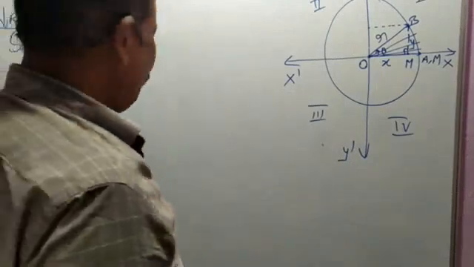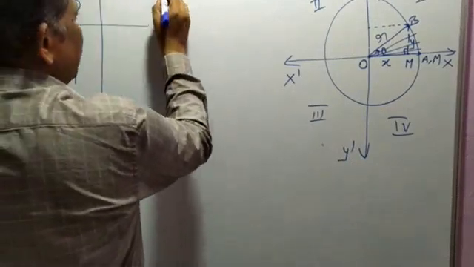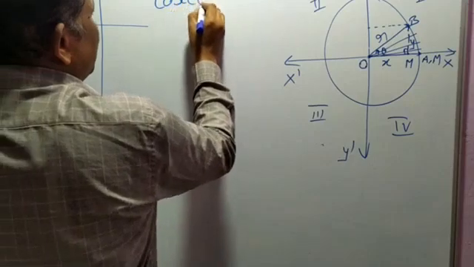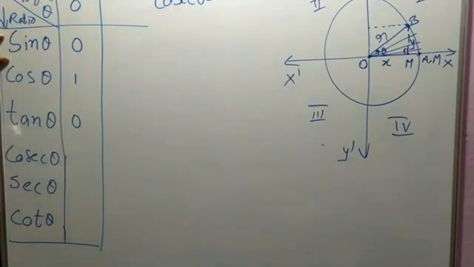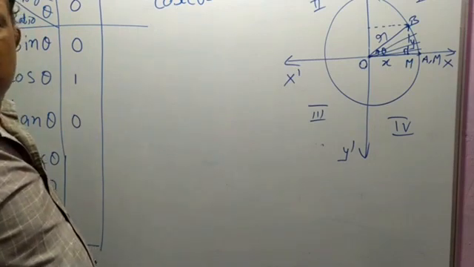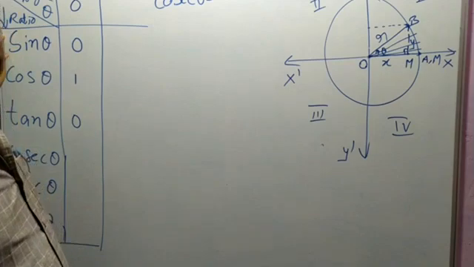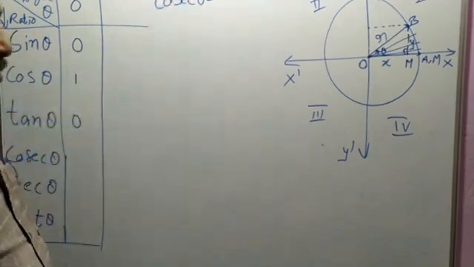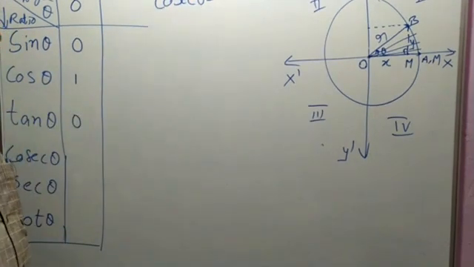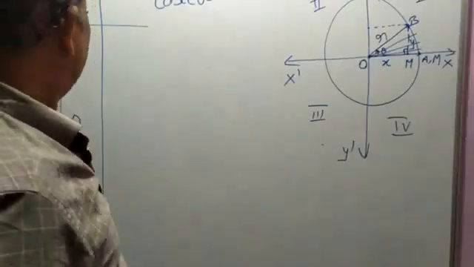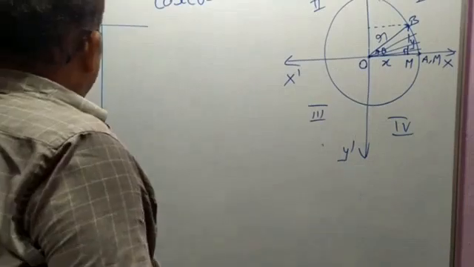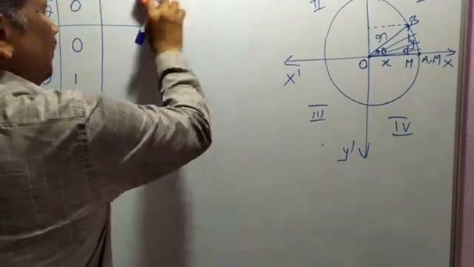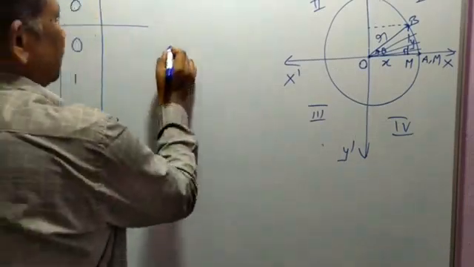Next, cosecant 0 degrees. What is the ratio of cosecant? It is nothing but the reciprocal of the sine. So reciprocal of the sine means cosecant.